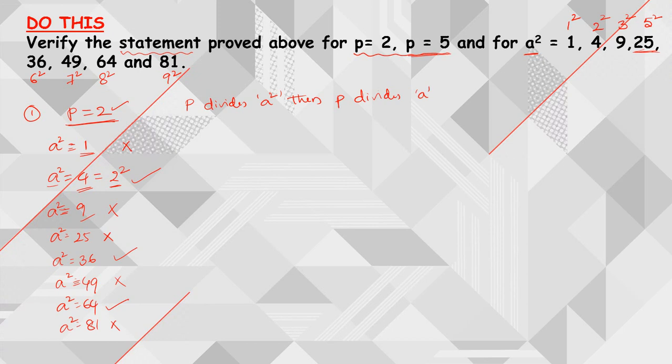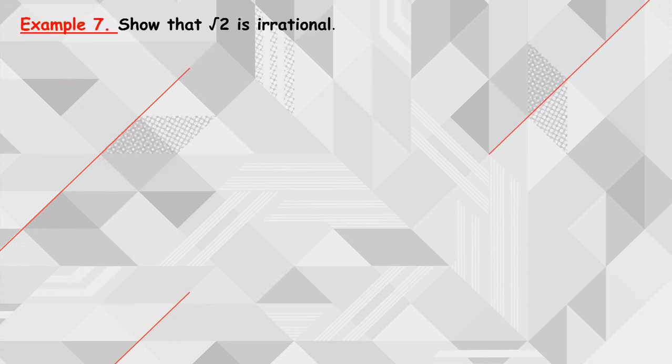Next, moving on to the application of this particular theorem. Using this theorem, how can we prove that root 2 is irrational, right?